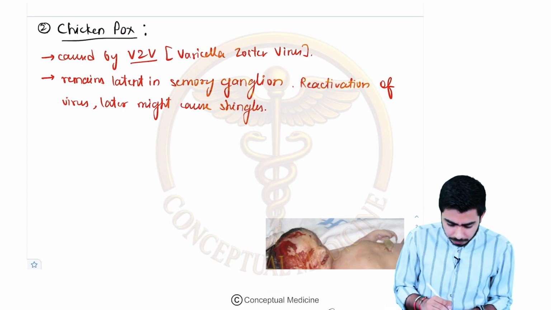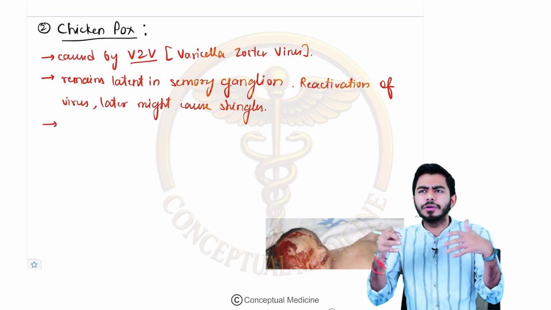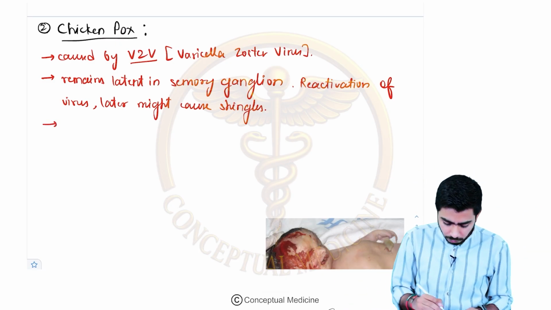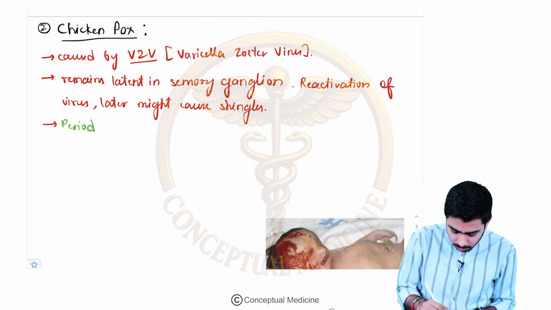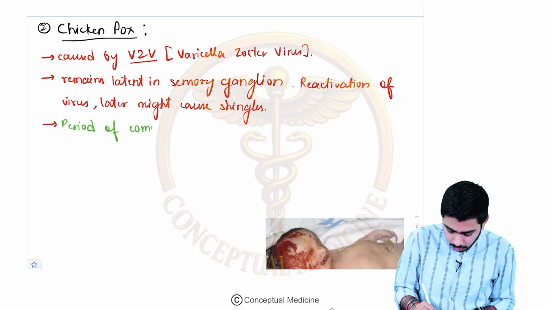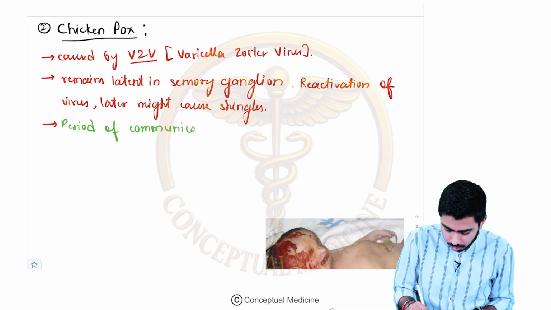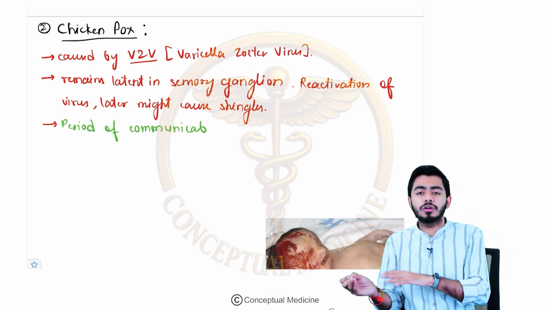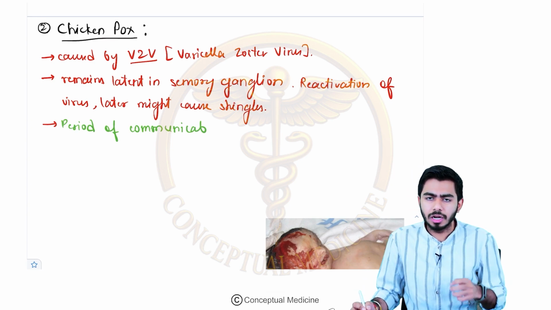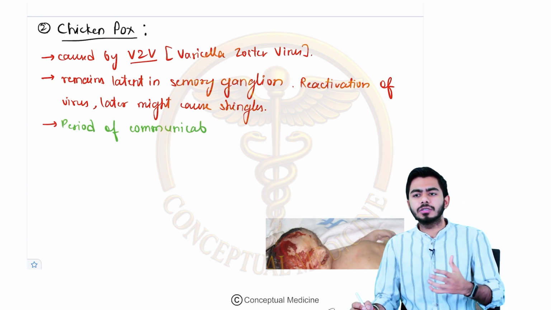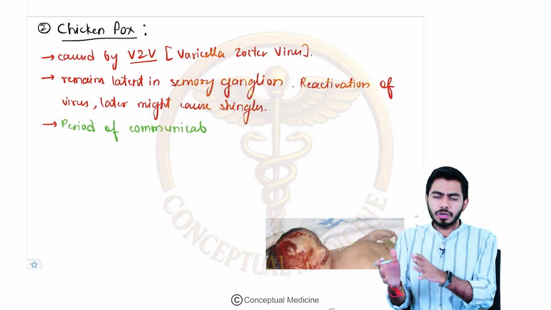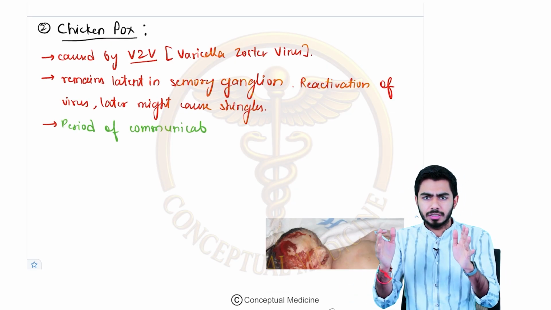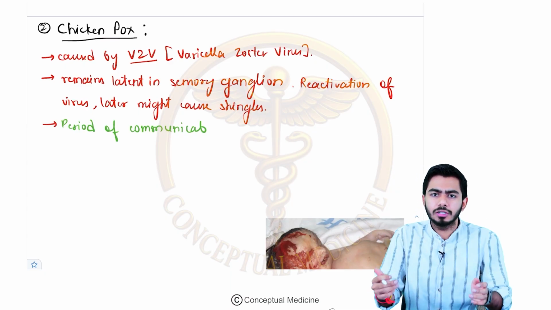Now after this, one more point over here. What is the period of communicability? We should basically know what about after the rash and what about before the rash. How many days, right? Communicability means before the appearance of the rash and after the appearance of the rash, how many days the patient might actually spread this infection.